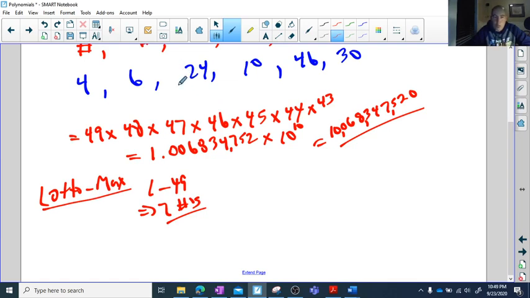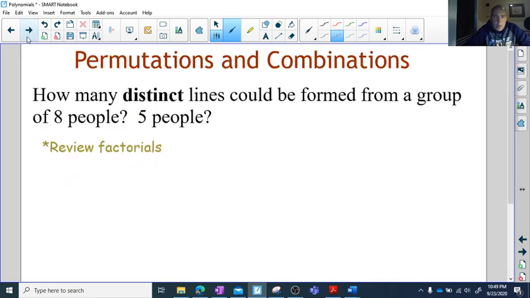Both are extremely, extremely difficult. Lotto Max is even worse because you've got to get 7 numbers right instead of just 6. So that's kind of a practical look at how you can use counting principle. This leads us into 2 terms that I'd like you to become familiar with. They're called permutations and combinations.